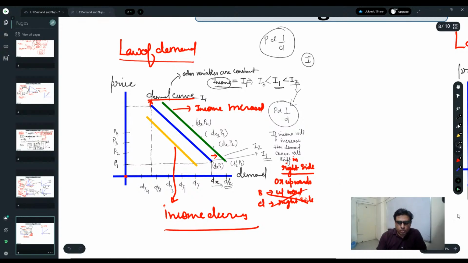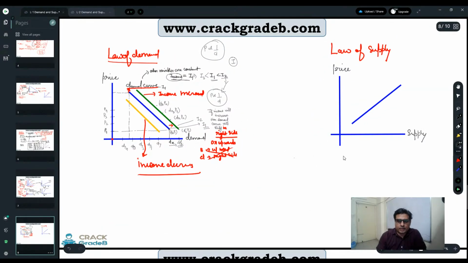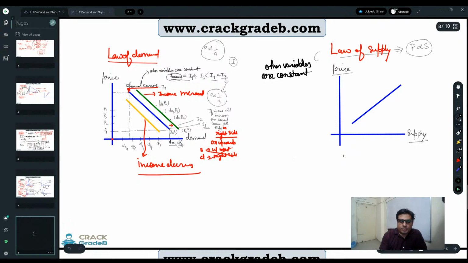Today we are going to introduce the same kind of variable in the law of supply also. The supply curve is like that: price and supply, and as per this law, price is directly proportional to supply, right? Now, when we say this, other variables are constant. For example, income is also constant, and we just consider income is I1, so at income I1, this is the supply curve.